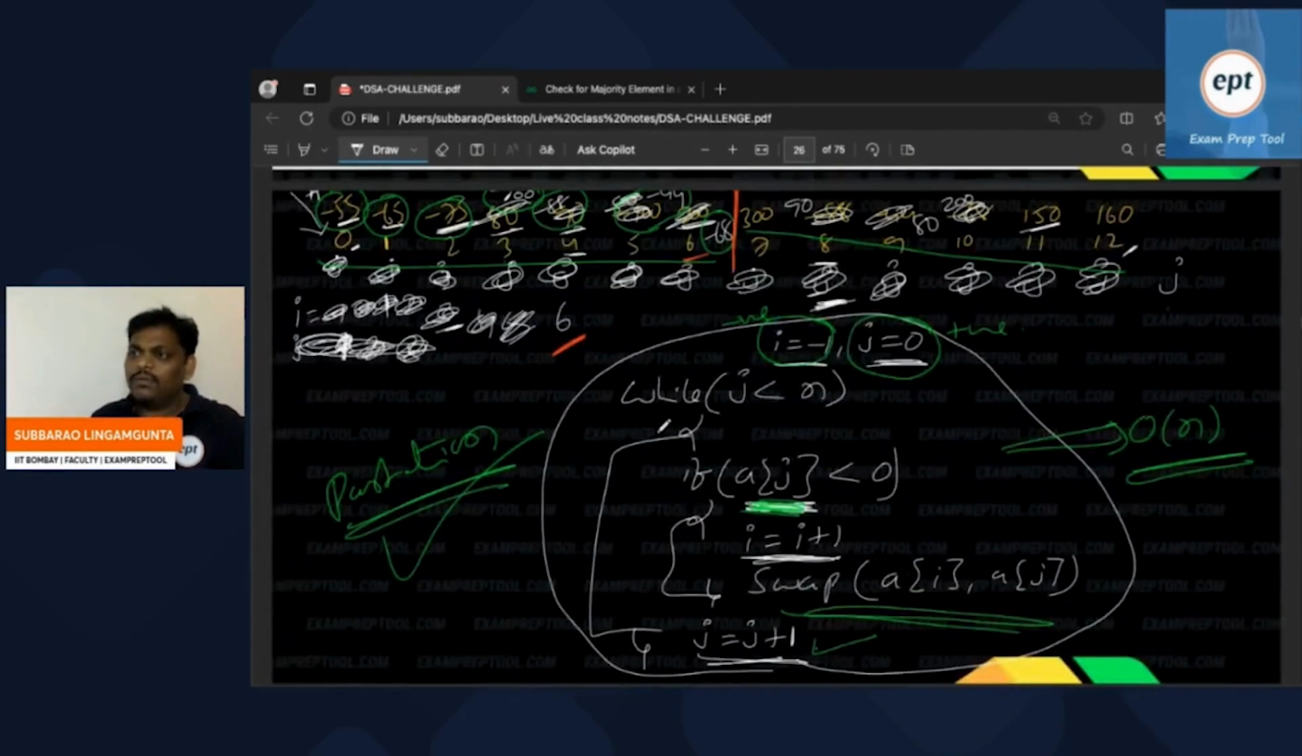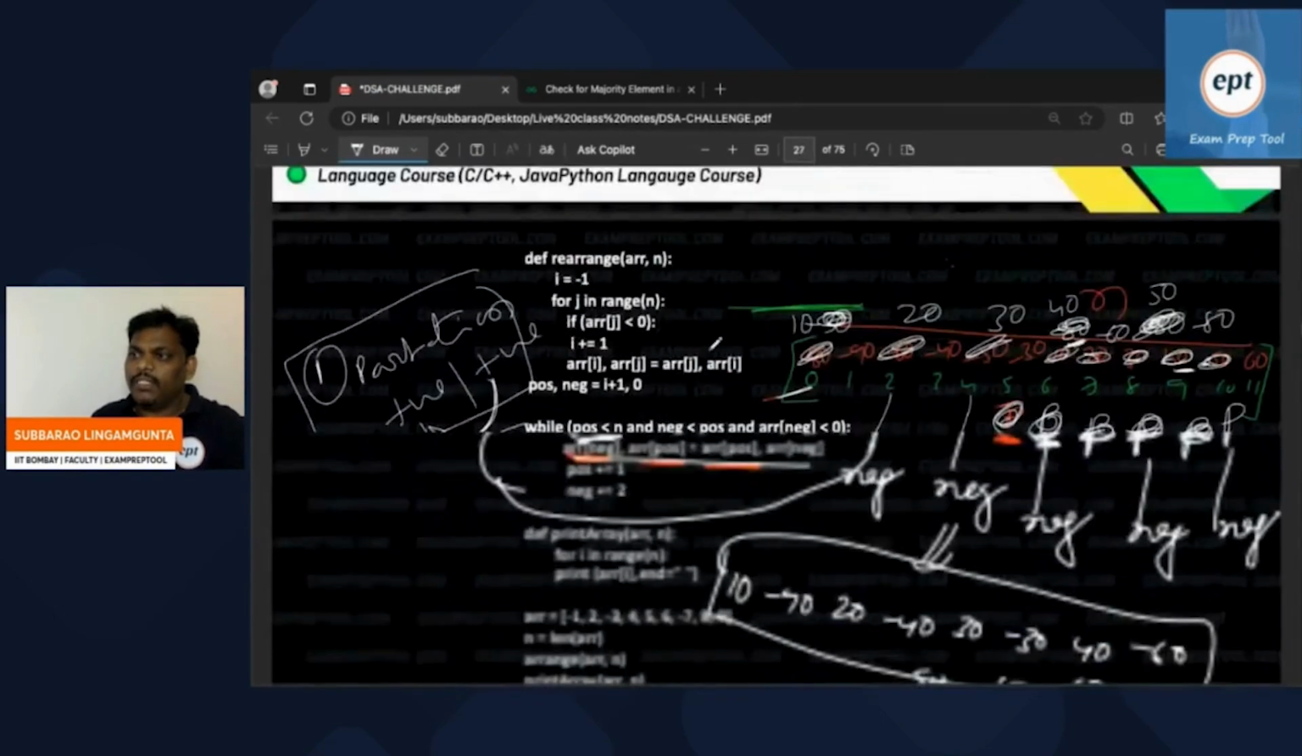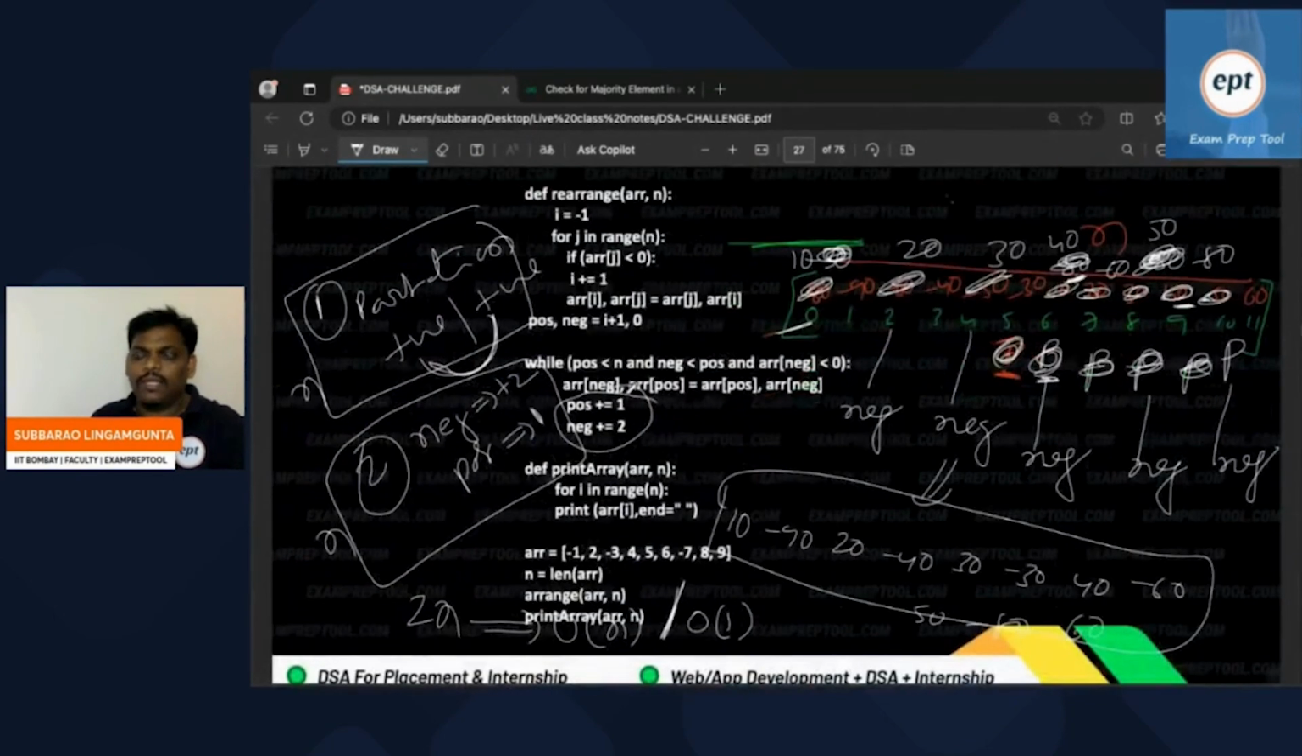Partition first. Partition algorithm also I have written. This is a partition algorithm. Next one, right: the positive pointer will be there at the first positive place, and the negative pointer will be there at the first negative place. Right? At the first negative place, negative is there. At the first positive place, positive is there. Swap them. Afterwards, negative will always increment by 2. Positive will always increment by 1. Do that until this condition fails. Then you will get it.